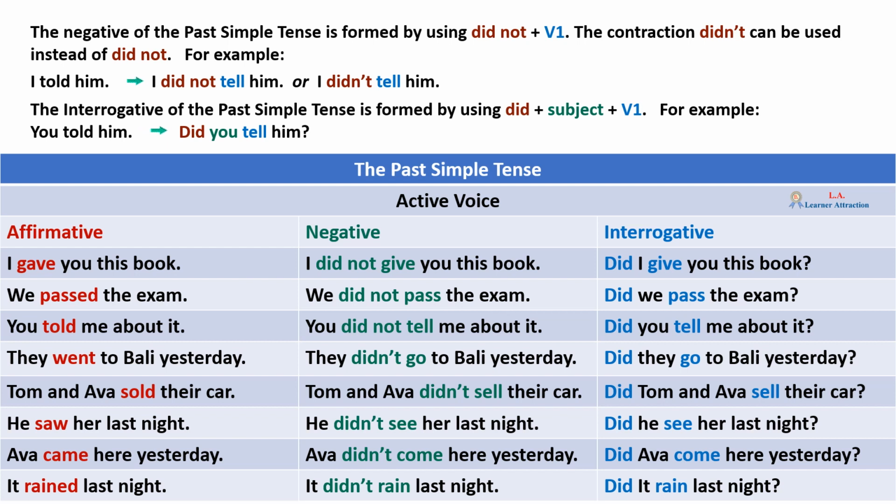Ava came here yesterday. Ava didn't come here yesterday. Did Ava come here yesterday? It rained last night. It didn't rain last night. Did it rain last night?